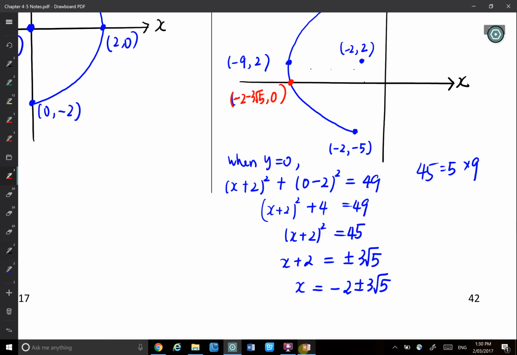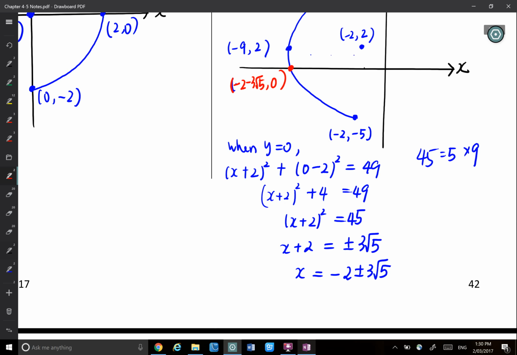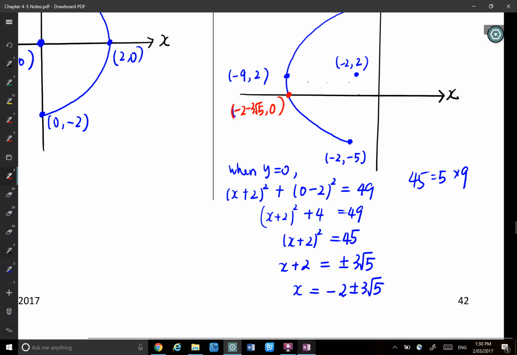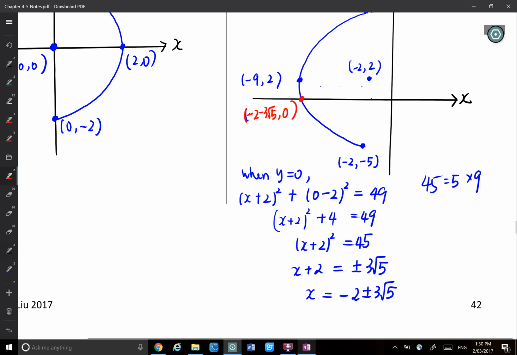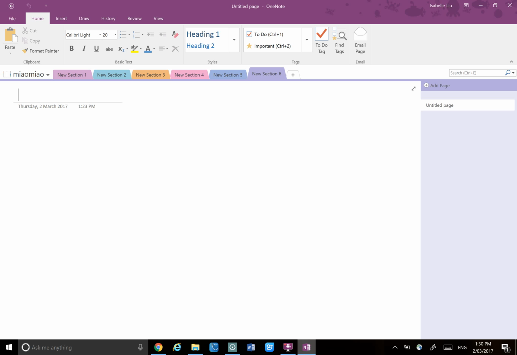Any other questions? Okay, if you have no question about this, can you just find some space anywhere? I'm showing you another question. I forgot to put this on the notes.